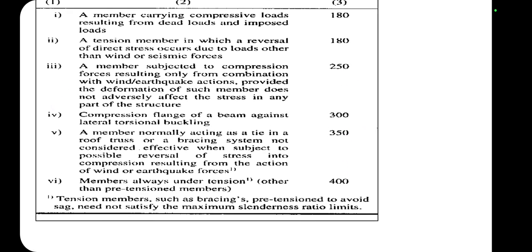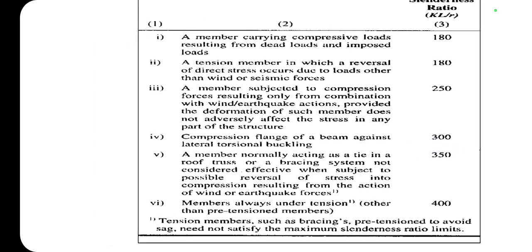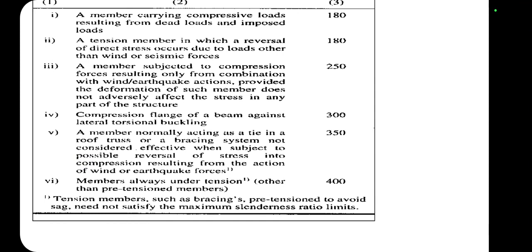The compression flange of a beam against torsional buckling is 300. Then members normally acting as a tie in a roof truss or bracing system, not considered effective when subjected to reversible stresses, have a slenderness ratio of 350. And the last one, the members which are always in tension, other than pre-stressed members, have a maximum slenderness ratio of 400.